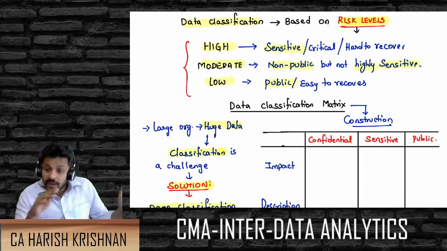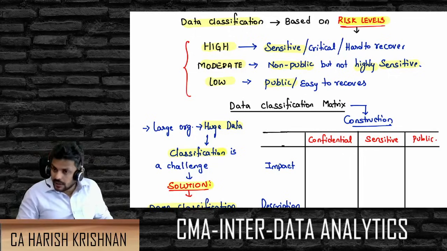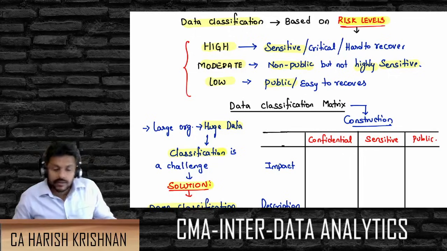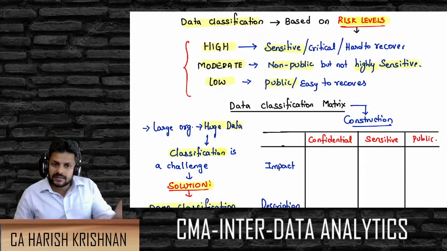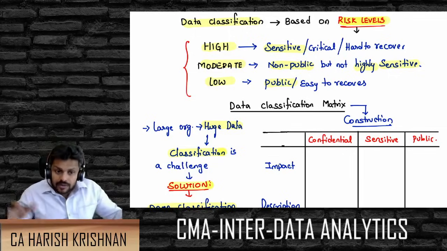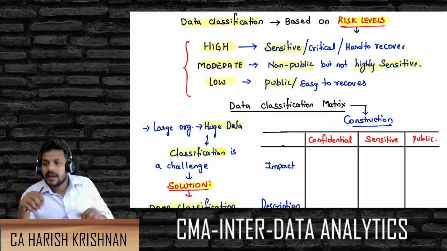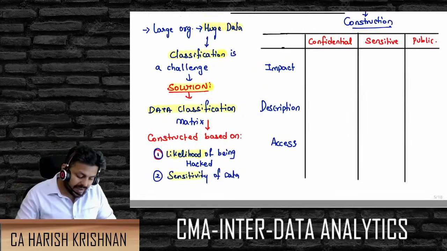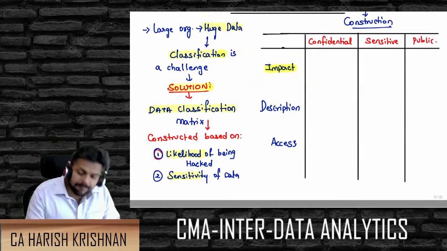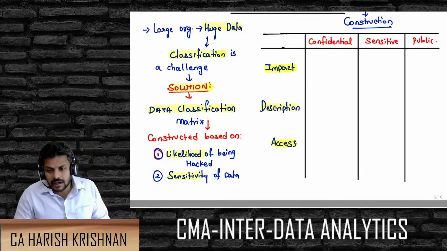Then which is important, which is not, how will I classify? Sir, okay, you said this point, it is very easy, we will classify this into high, moderate, low, but how will we put this all into a space where this is sensitive, this is public? How can I gather? Based on three factors. The three factors are: what is the impact if you lose the data, what is the description of the data, and who has the access to the data, right?